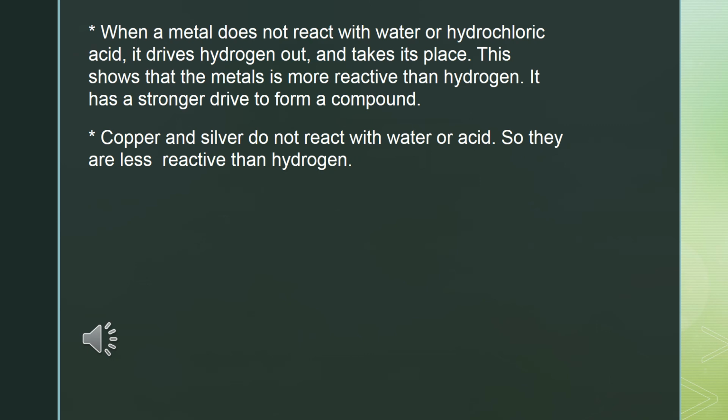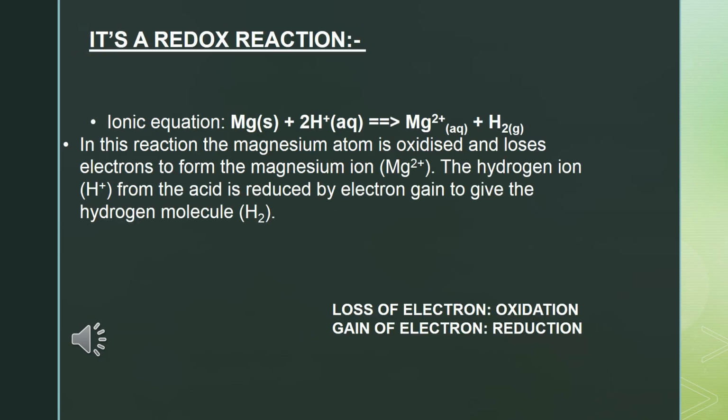When a metal reacts with water or hydrochloric acid, it drives out hydrogen. This shows that the metal is more reactive than hydrogen, and it has a stronger drive to form a compound. In the case of silver and copper, they do not react with water or acid, so they are the least reactive, or we can say they are less reactive than hydrogen.